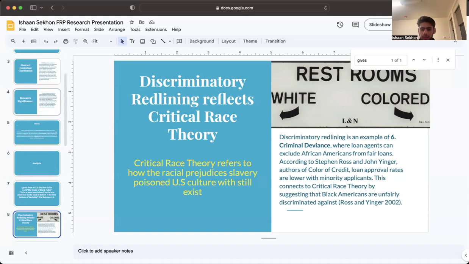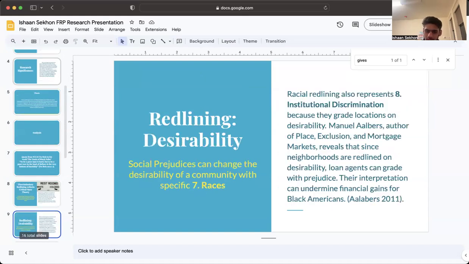from fair loans. According to Stephen Ross and John Yinger, authors of Color of Credit, loan approval rates are lower with minority applicants. This connects to critical race theory by suggesting that Black Americans are unfairly discriminated against. And now we'll go back to desirability.